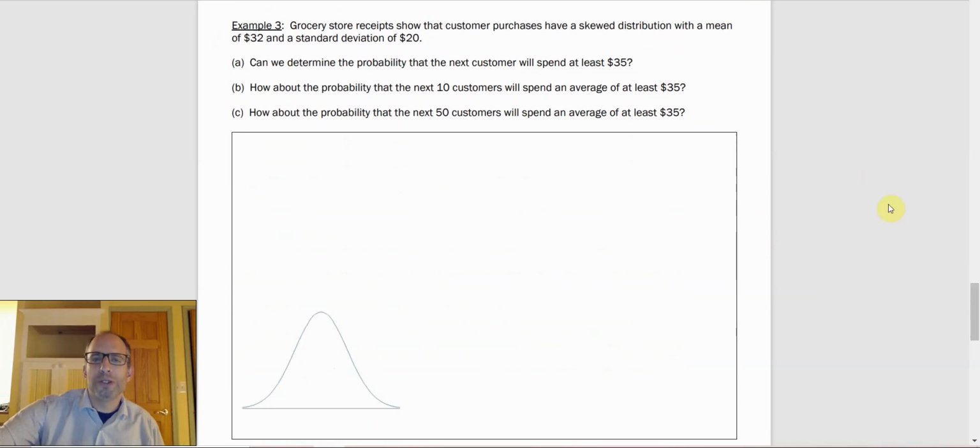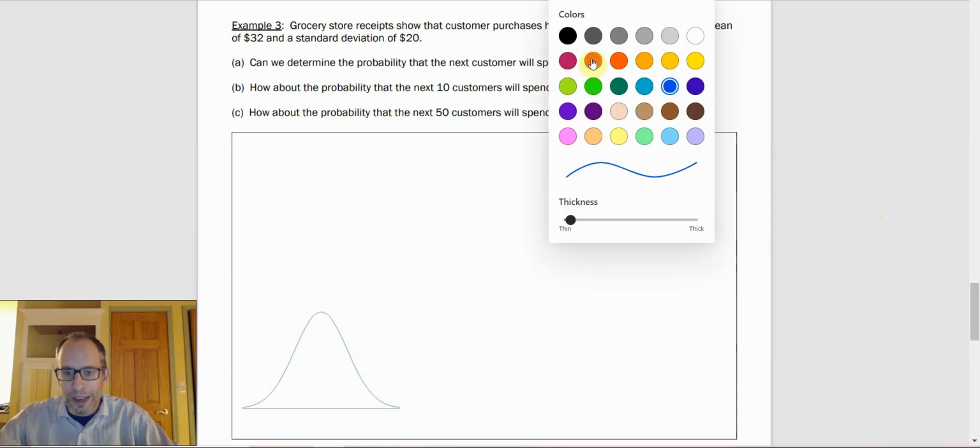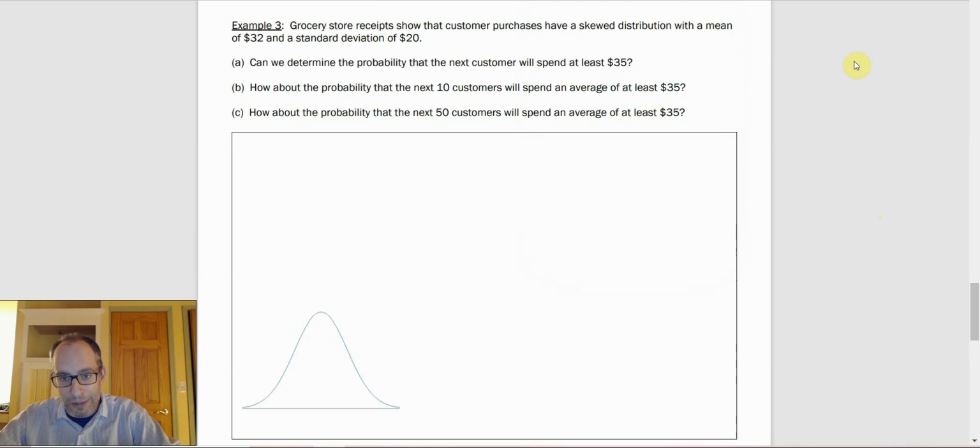So grocery store receipts show that customer purchases have a skewed distribution. Also, this is one that tends to be right skewed, even though it's not specified. That is the way that this tends to go. So I guess I can kind of diagram this stuff again. Skewed, that matters. The mean of 32, we're going to need the 32. Standard deviation of 20, we're going to need that as well.